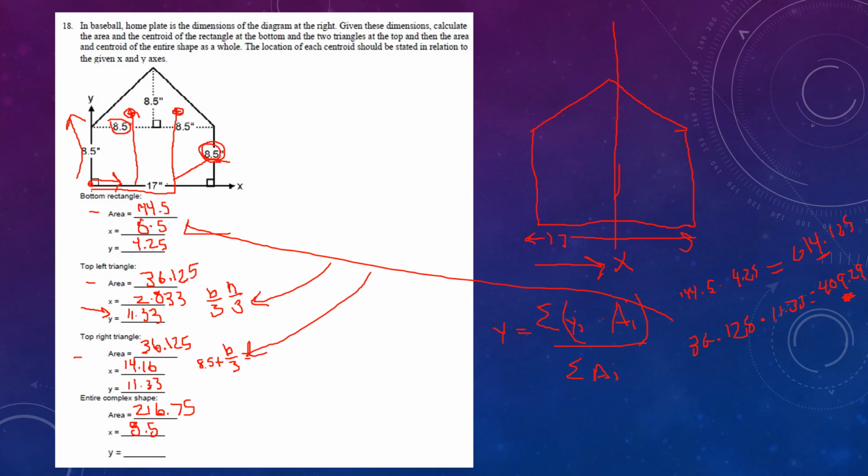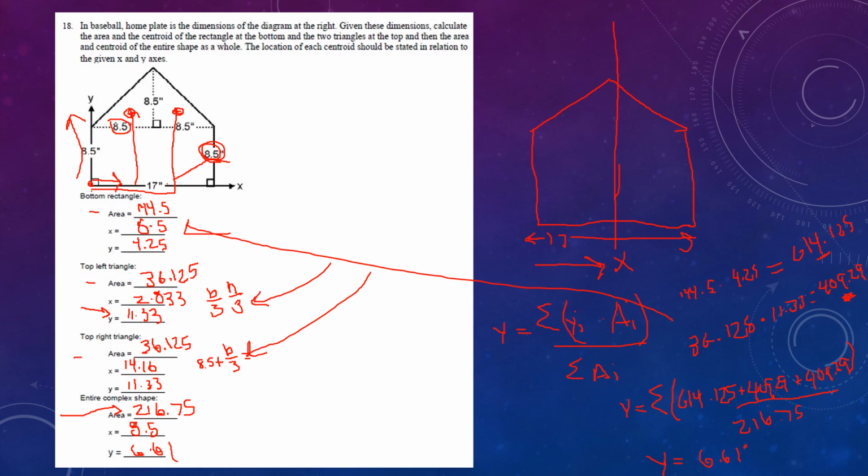So what we would do now, we would go back to this equation. Y is going to be equal to the sum. So the sum is 614.125 plus 409.29 plus an additional 409.29 for the second triangle, and that's all going to be over the sum of your area, and your area of the complex shape came from here, 216.75. Once you calculate that out, your y value for the complex shape is going to be 6.61 inches. So my answer over here is 6.61.